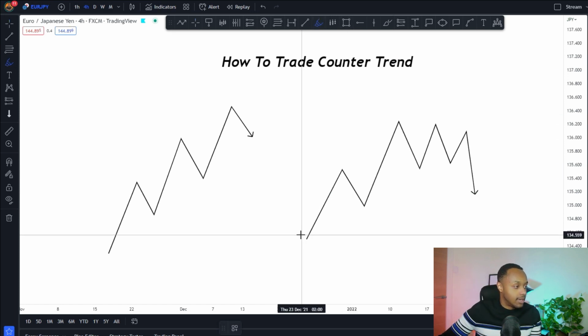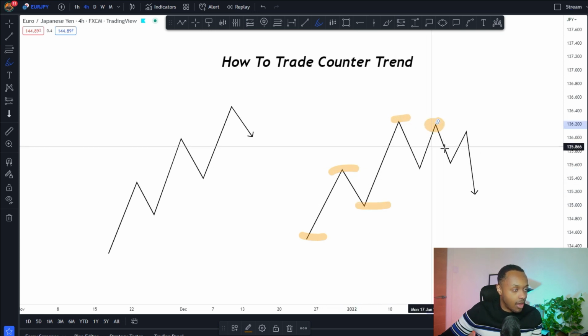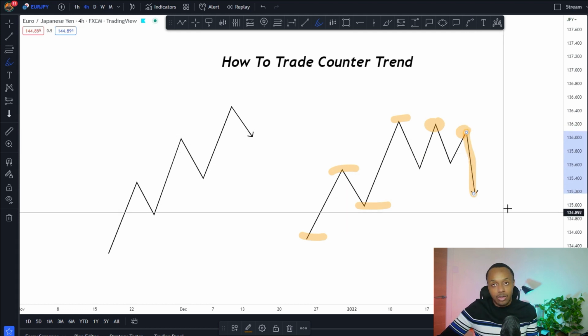And as you can see here, again, another bullish market, higher highs and higher lows. Then here we failed to take out the highs once, failed to take out the highs twice, and this is what now I look to sell the market at.